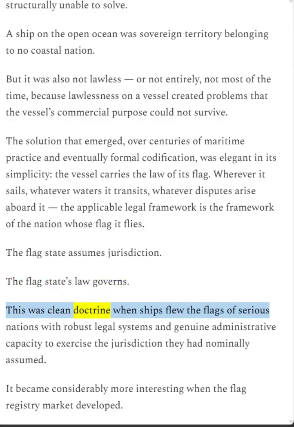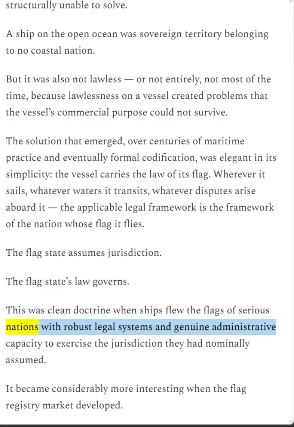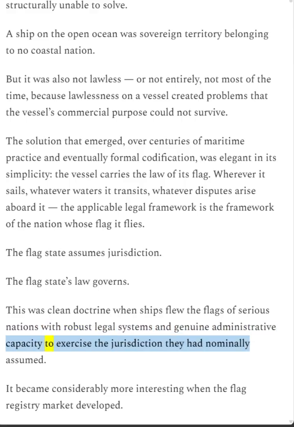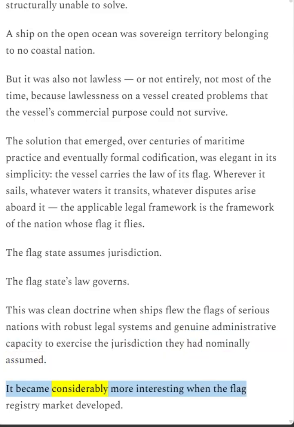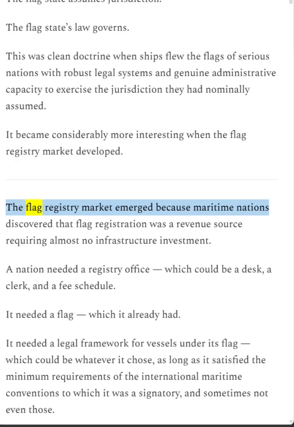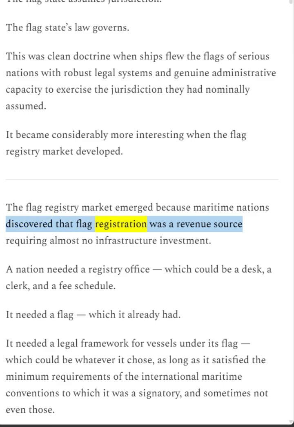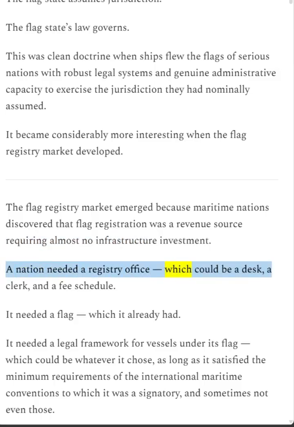This was clean doctrine when ships flew the flags of serious nations with robust legal systems and genuine administrative capacity to exercise the jurisdiction they had nominally assumed. It became considerably more interesting when the flag registry market developed. The flag registry market emerged because maritime nations discovered that flag registration was a revenue source requiring almost no infrastructure investment. A nation needed a registry office, which could be a desk, a clerk, and a fee schedule. It needed a flag, which it already had.